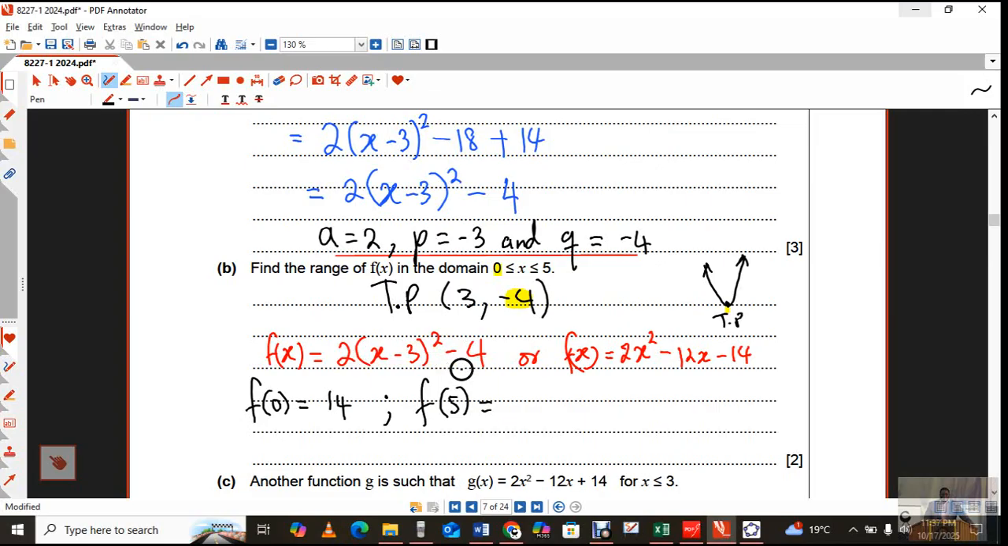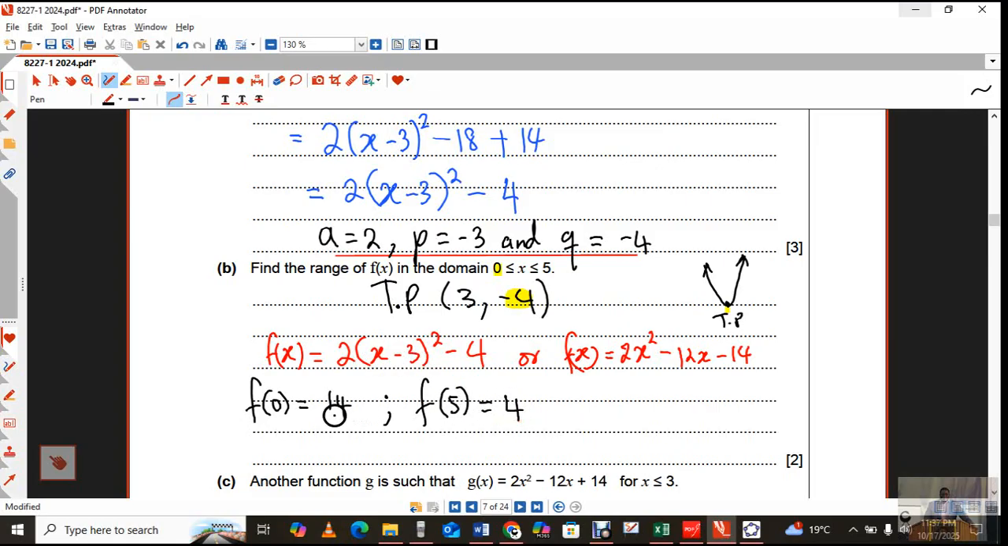Let me see if I have substituted it correctly. So let's put 5, and you put f of 5. 5 minus 3, that's obviously going to be 2. 2 squared is 4. 4 times 2 is 8. 8 minus 4. This is actually equal to 4.